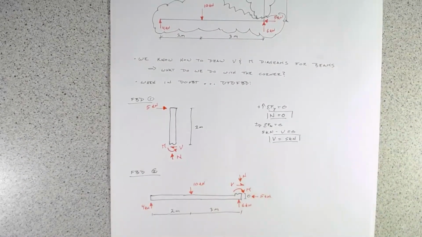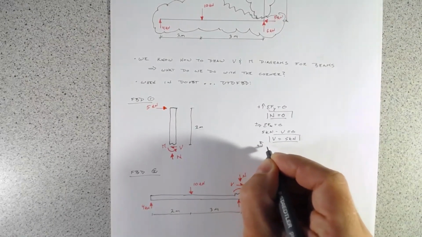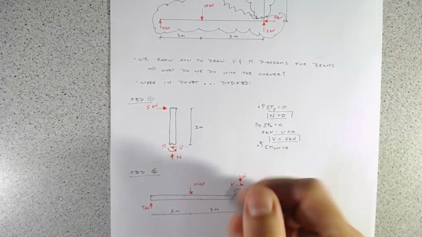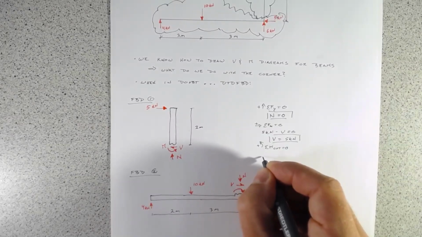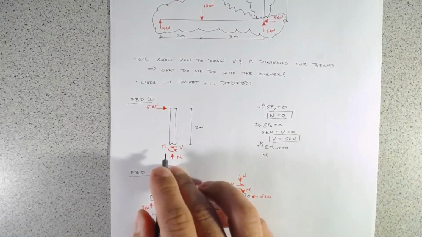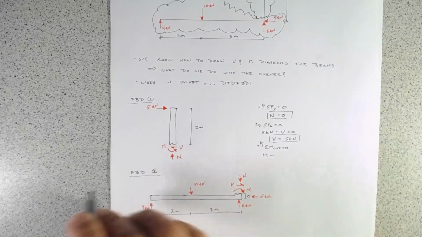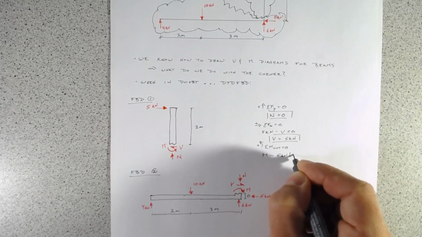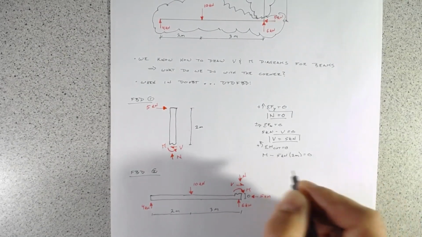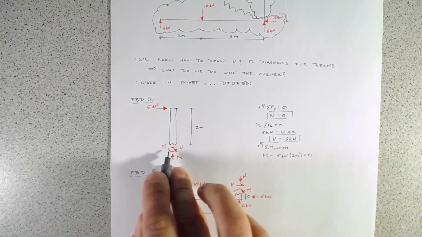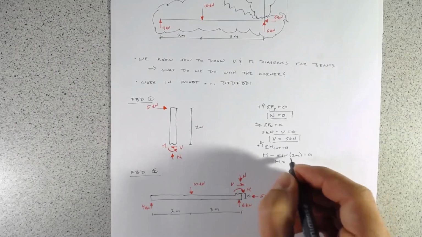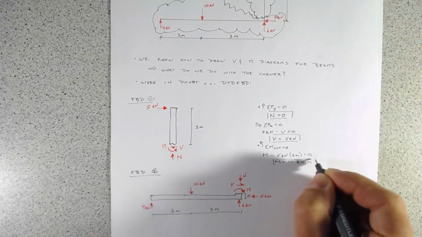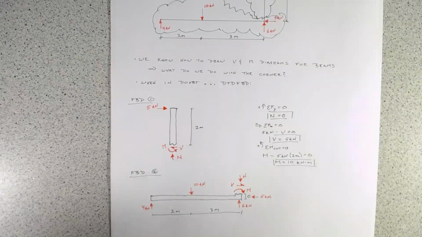And then let's sum our moments at the cut. We get a positive moment in this direction, so we have M, and that is going to be minus 5 kilonewtons times 2 meters, which equals 0. So we get the magnitude of the internal moment, M equals 10 kilonewton meters. Very good. All right, so that's our first free body diagram.